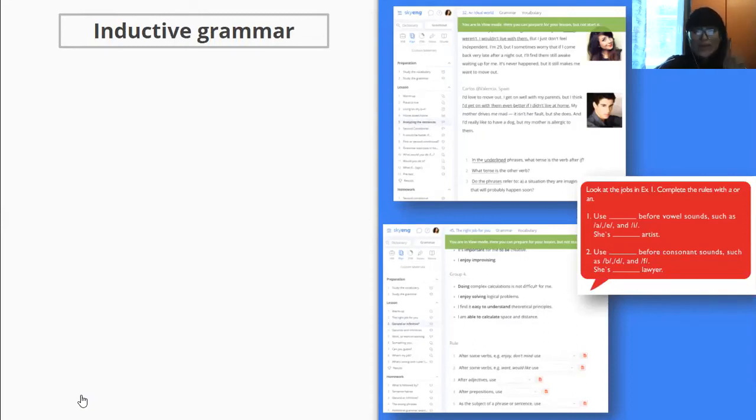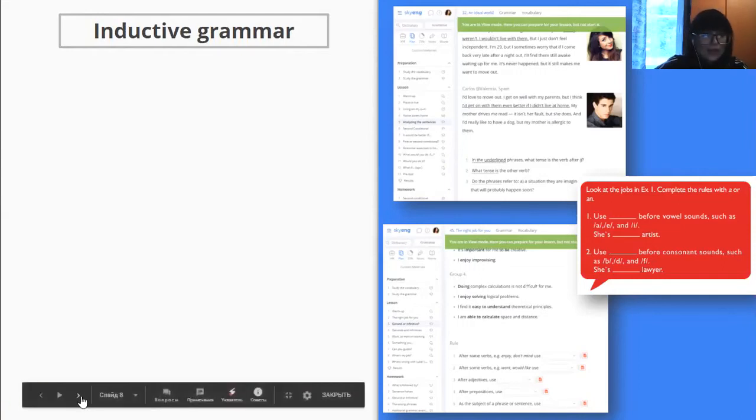The reason why inductive grammar teaching is a little bit better in terms of having the student memorize the rule is because they have more chances to connect the things they learn with the things they know. There is a kind of shorter gap between the teacher's output and the student's input.